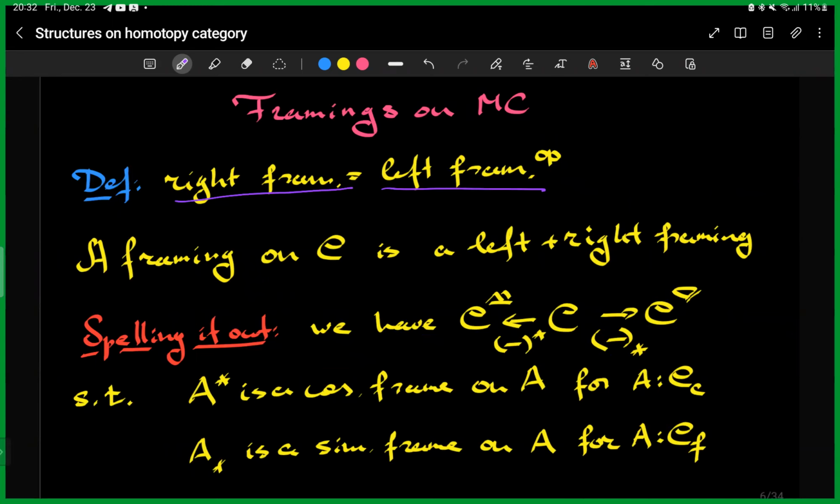So a framing on a model category C is a left framing plus a right framing. Spelling it out, we have just two functors from C. One goes to co-simplicial objects and another goes to simplicial objects. A upper star is a co-simplicial frame for cofibrant objects, and A lower star is a simplicial frame for fibrant objects. So that's the idea.